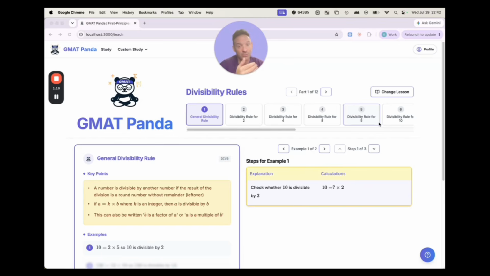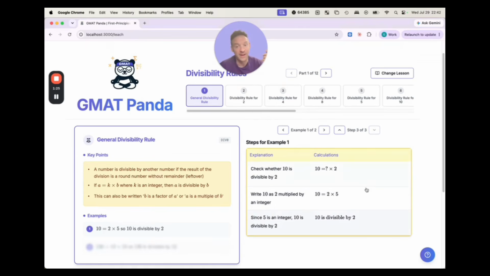Mathematically, the way we write this is 10 equals something times 2, and that something has to be a round number or an integer. So here, as long as we can write that 10 as 2 times 5, we have that divisibility case. Now, there are other ways of saying that in math, and sometimes the way questions are phrased in the GMAT are a little bit different.